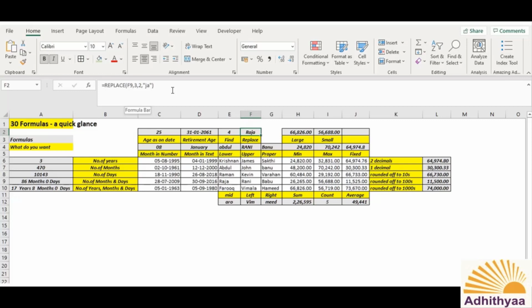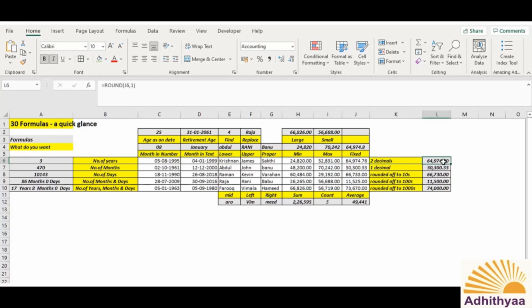You know pretty well that the texts have to be given in double quotes, right? With that, equals REPLACE open bracket F9 comma 3 comma 2 comma in quotes JA and close bracket will give you the answer as Raja. So now you have replaced Rani with Raja here. Let's get into another example on the right side. Probably I will look into two decimals. How will you round it off to two decimals, right?